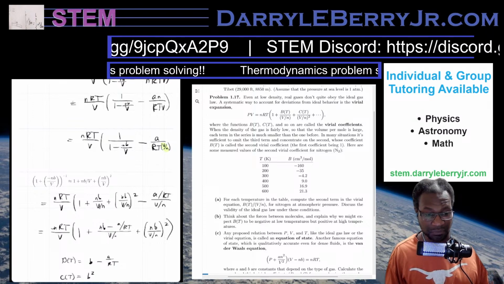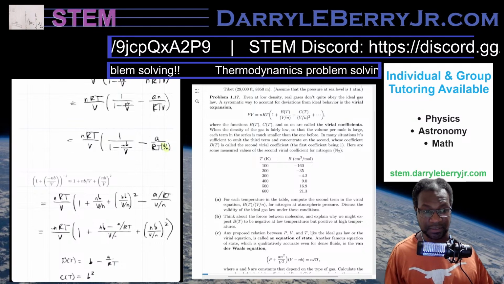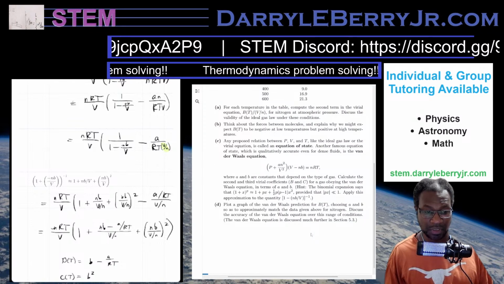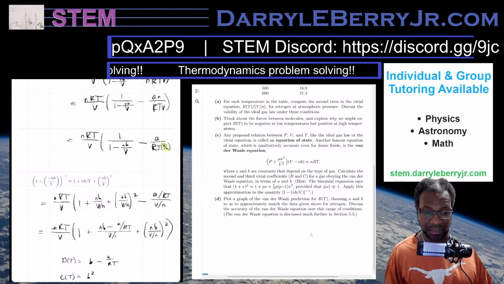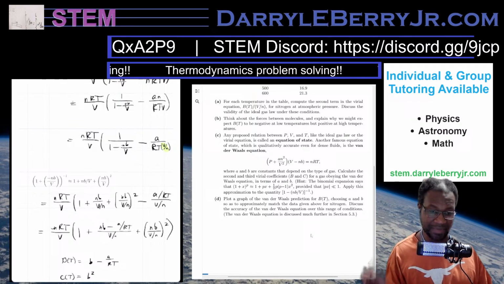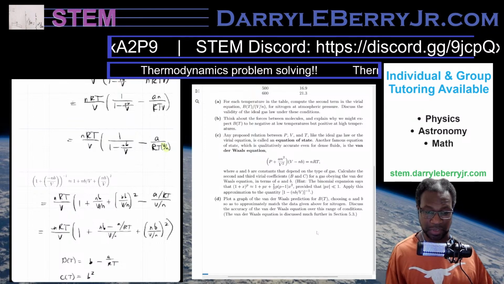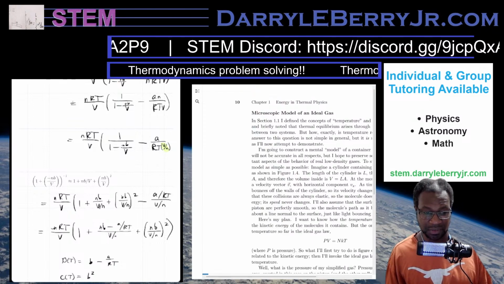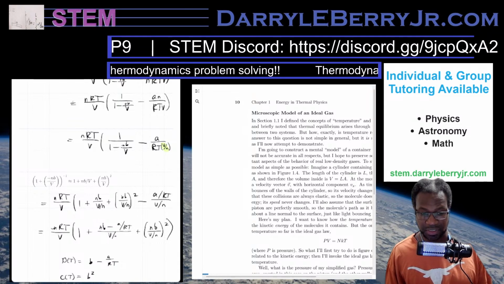All right, so everything looks good with my screen. So let's go to D. D says, plot a graph of the van der Waals prediction for BT, choosing A and B so as to approximately match the data given above for nitrogen. Discuss the accuracy of the van der Waals equation over this range of conditions. So I shall skip this graph part and we'll go to the next problem.